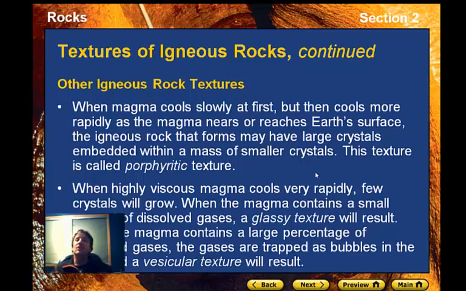If you get a vesicular texture, that's when you get air bubbles trapped in there, and those gases will bubble out, and when it bubbles out, you'll get what we call pumice. Pumice is one of those rocks that has so many trapped bubbles that leave holes in the rock that it becomes less dense than water and will actually float. It's kind of cool.